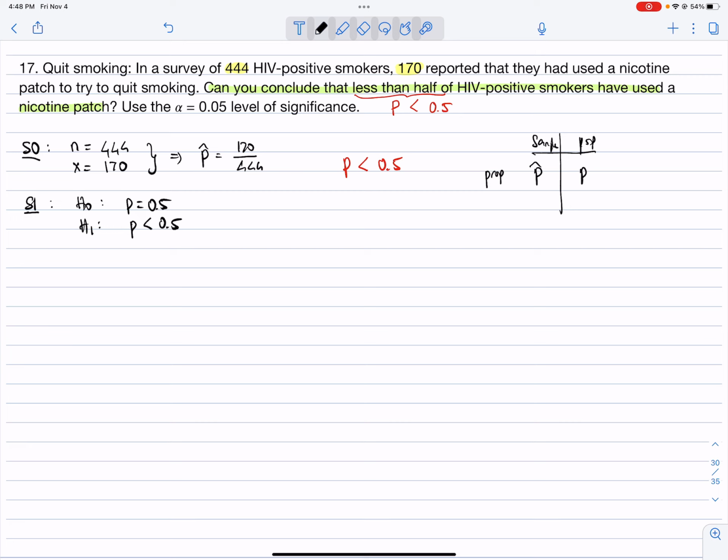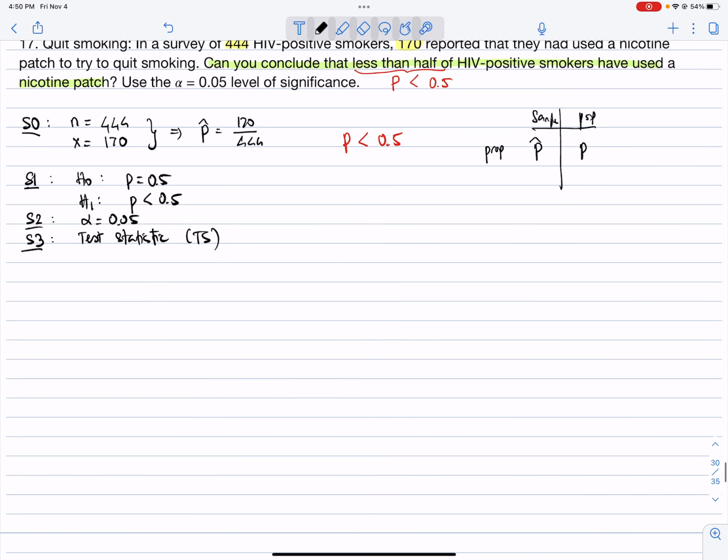Okay, so step 2, we assign alpha, but the problem already assigned 0.05 for us. Step number 3 is the test statistic. So I will write TS for test statistic.